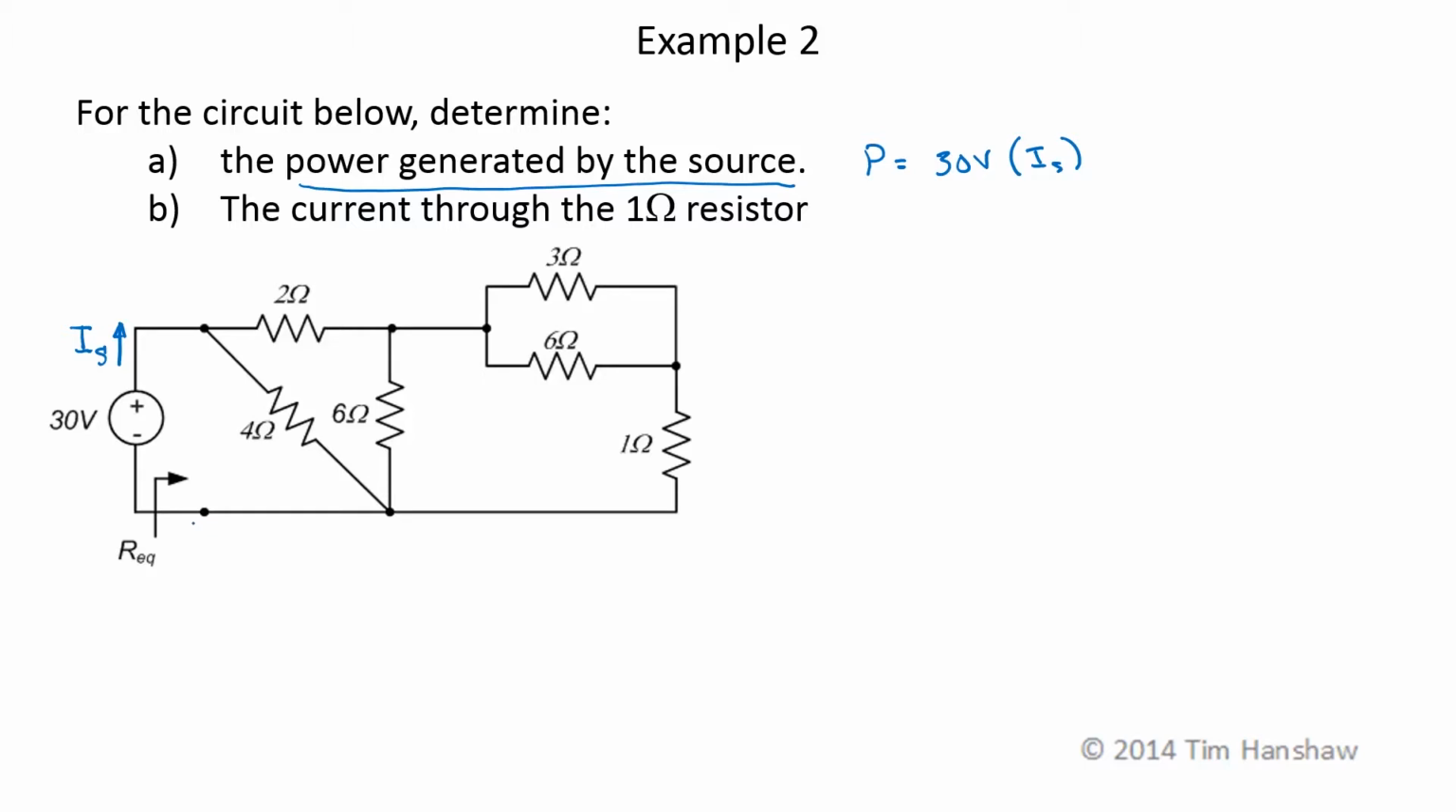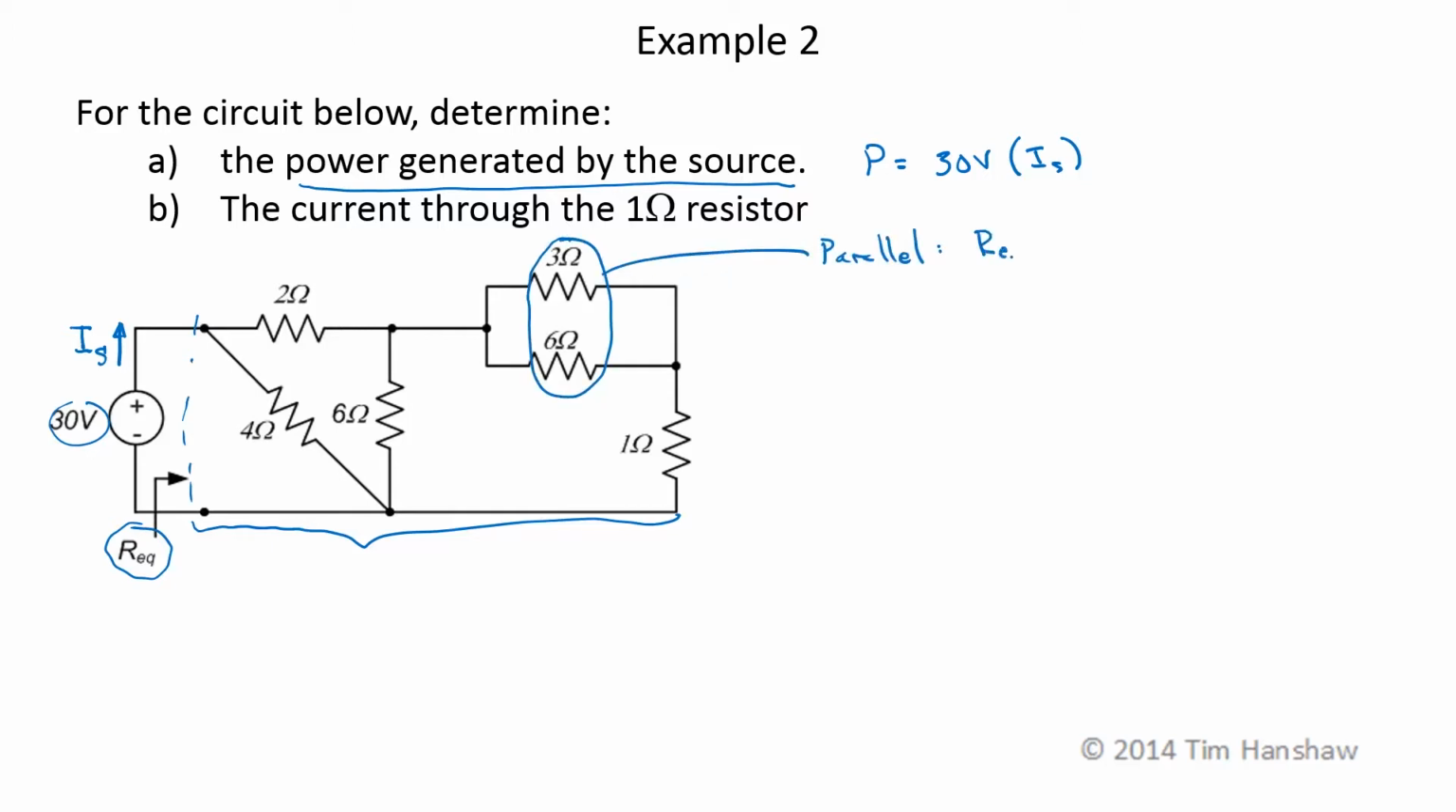The easiest way to do that is probably to reduce this entire circuit, find an equivalent resistance, and then divide the source, 30 volts, by that equivalent resistance. So start looking for parallel and series combinations of elements. These two are in parallel, so their equivalent resistance is going to be the product of the two, 3 ohms times 6 ohms over 3 ohms plus 6 ohms, which is 2 ohms.